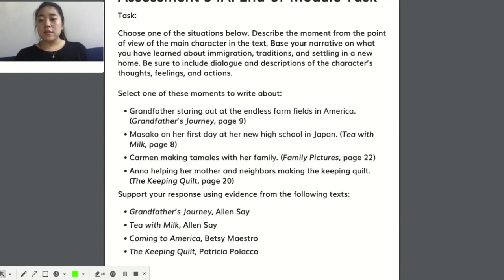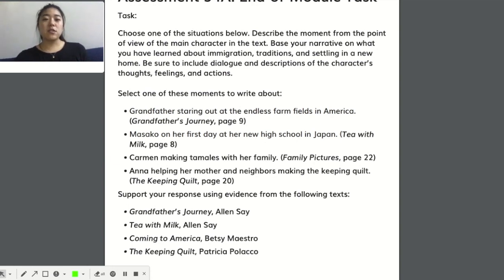Carmen making tamales with her family. This is the family pictures. We just read excerpts or certain pages from this book. This is page 22, which is the cover illustration. And I'll have the text along with that image as well. Anna helping her mother and neighbors making the keeping quilt, which is the keeping quilt, page 20.